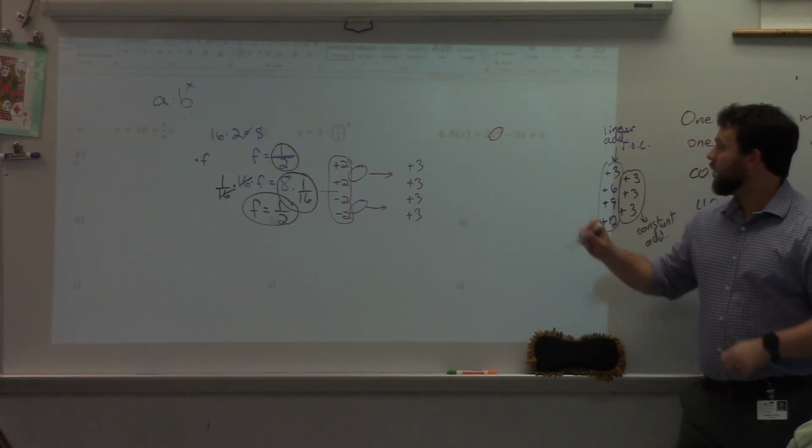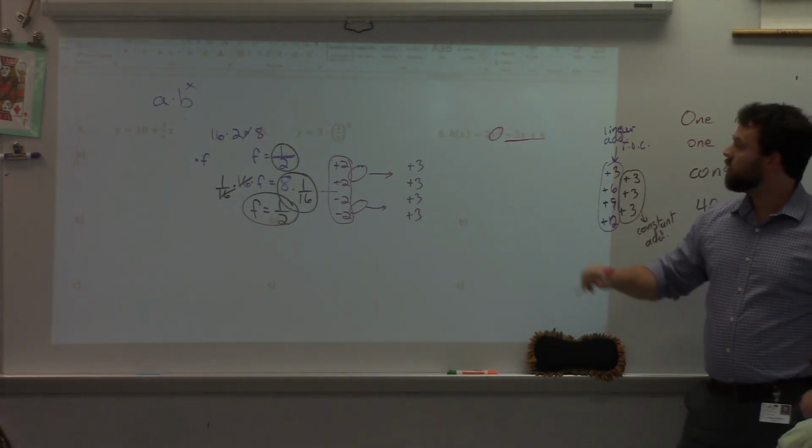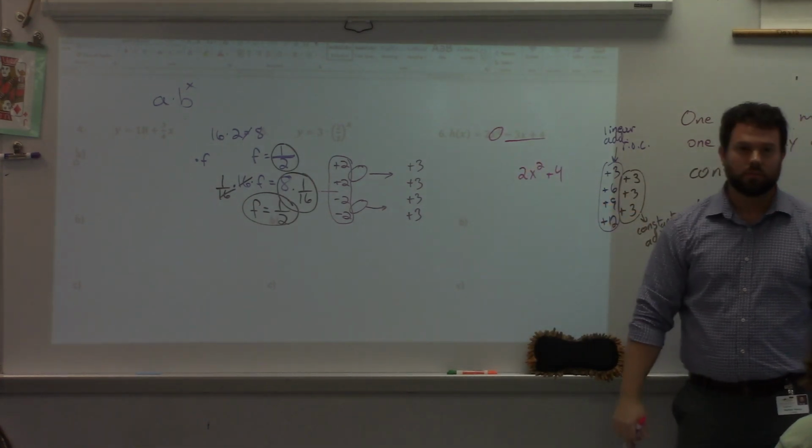Now listen, is there a linear piece here? 100%. Yes. But that's not what makes it quadratic. If I write 2x squared plus 4, is that quadratic? No.